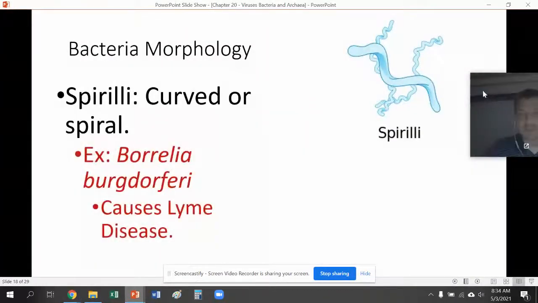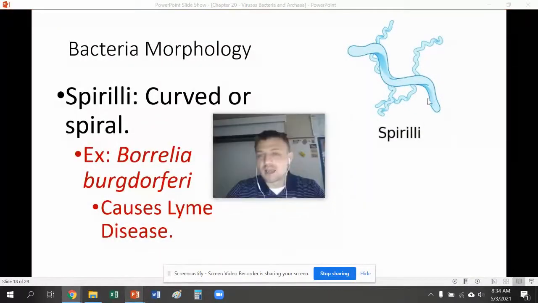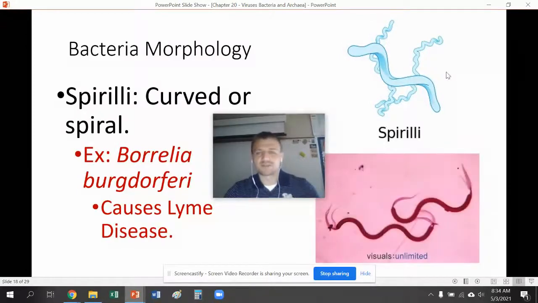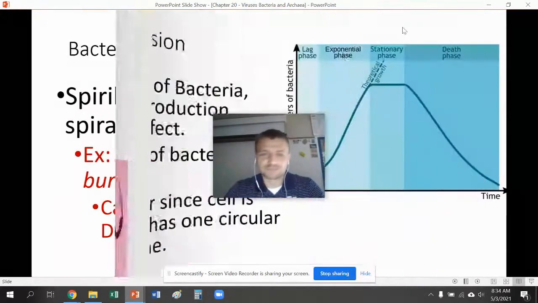Lastly, spirilla or spirillum. These are just like a corkscrew or like a curved and spiral shape. These aren't as common, but the Borrelia burgdorferi, I forget how you pronounce the last one, but it's what causes Lyme disease. You can see it right there.